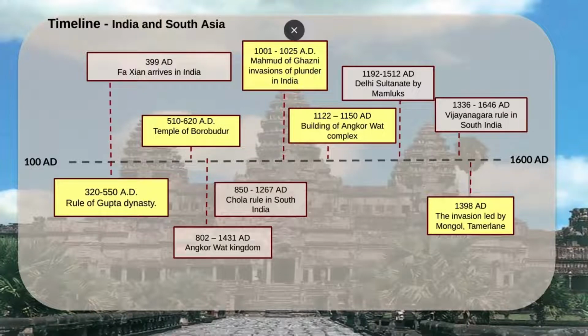1398 AD. The invasion led by Tamerlane results in the end of the Mamluks. Mongol rule started in India. The Mughal rule brings almost the entire Indian subcontinent under one domain, drawing the subcontinent's regions together through enhanced overland and coastal trading networks.